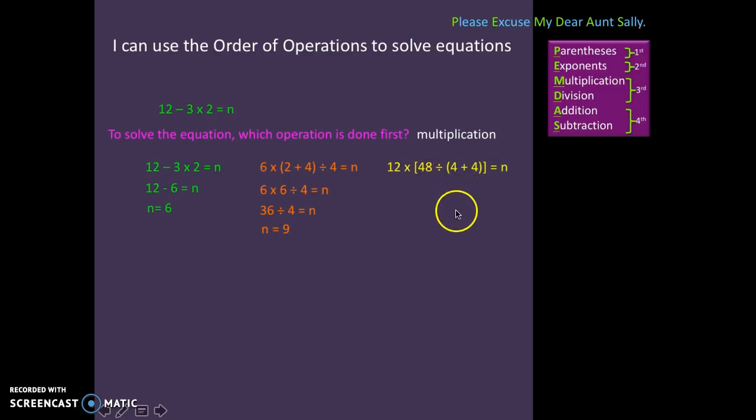All right, let's take a look at this one. Now we have a couple sets of parentheses. Notice that these here are the closest together. We would call those the innermost parentheses. They are inside of these ones that are further apart. So we always start with the parentheses that are closest together, the inside ones. So 4 plus 4 is 8. That leaves us with 12 times 48 divided by 8. So we do parentheses first again. 48 divided by 8 is 6. That leaves us with 12 times 6, which is 72.